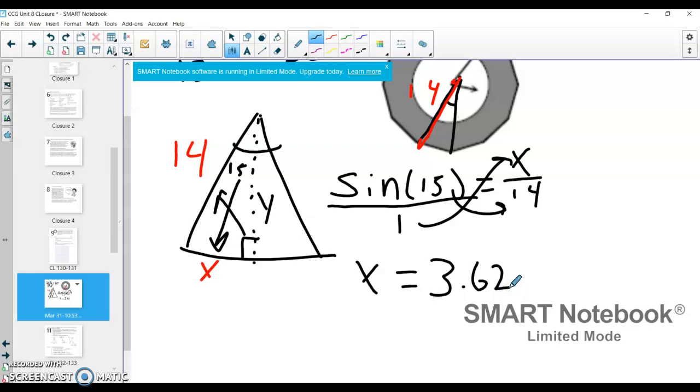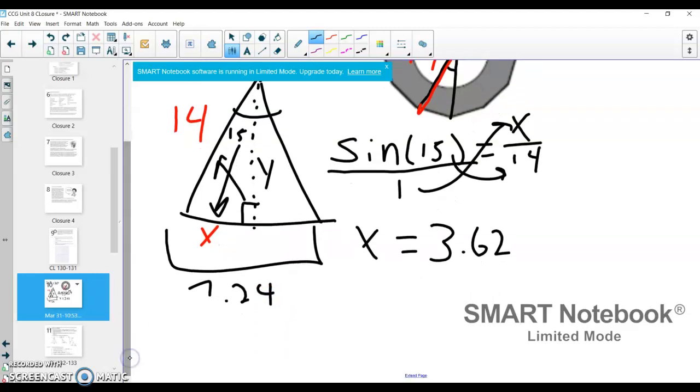So I want the whole base, which means I have to multiply that by 2, and 3.62 times 2 gives me an entire base. The whole base down here is 7.24. So now I have the base of my triangle. All right, now I have to find what that y is.